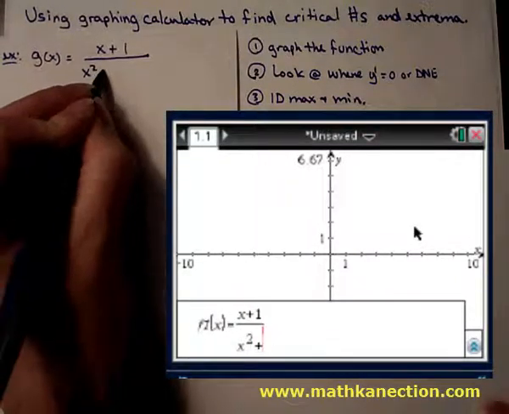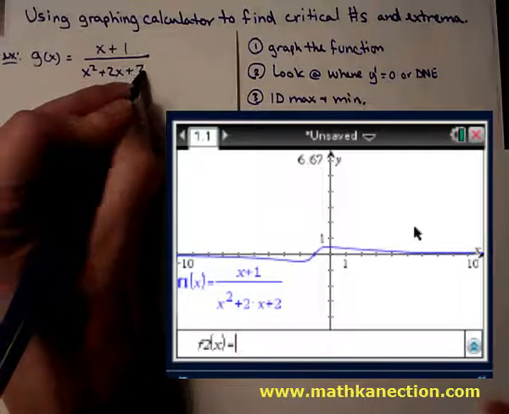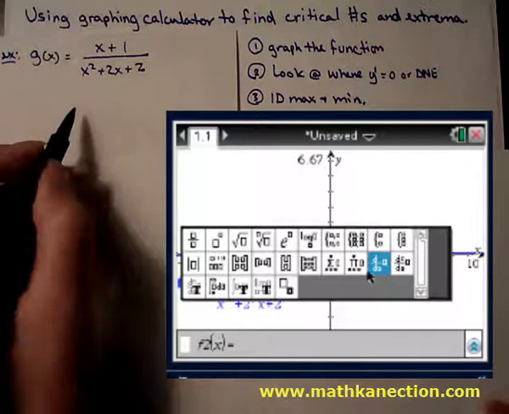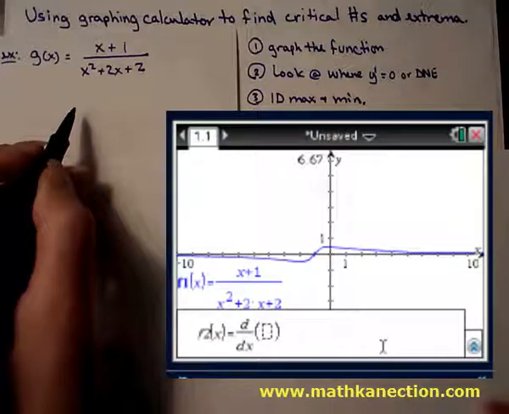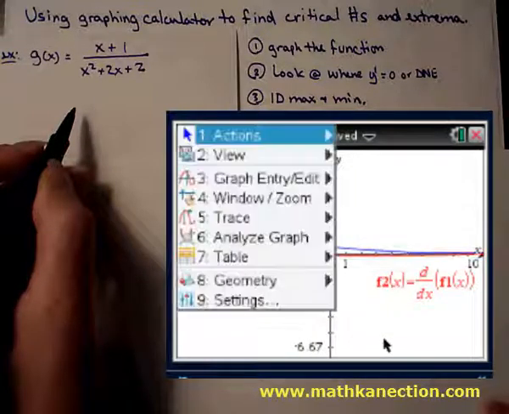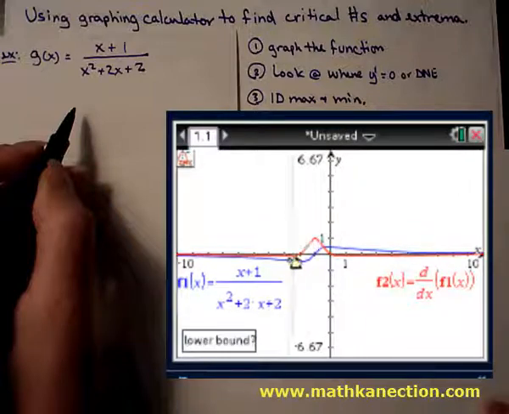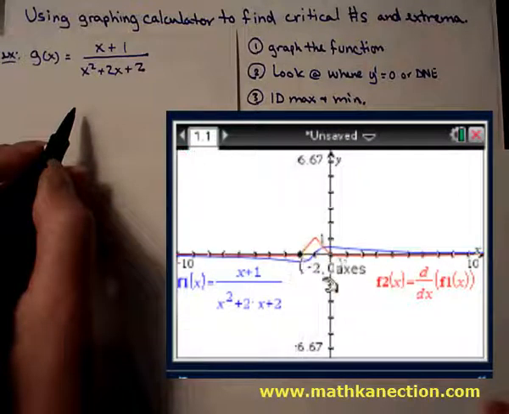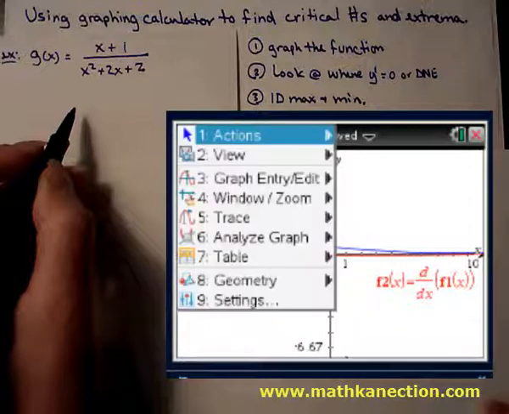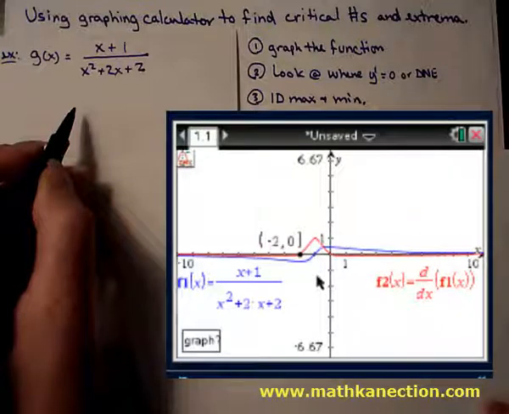Now we'll graph the function g of x as x plus 1 over the quantity of x squared plus 2x plus 2, and then also graph the derivative to see where the derivative is equal to 0 or does not exist. You can see from the derivative graph, crossing the x-axis in two locations. One derivative equal to 0 is at negative 2, and the other derivative equal to 0 is at x is equal to 0.